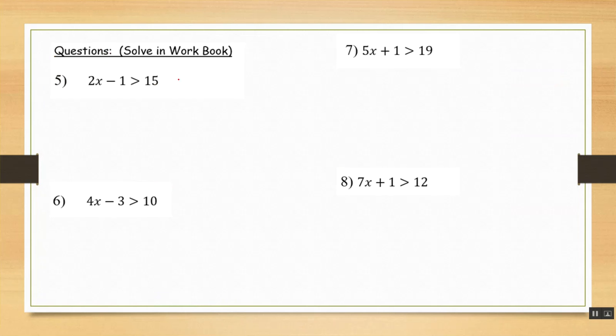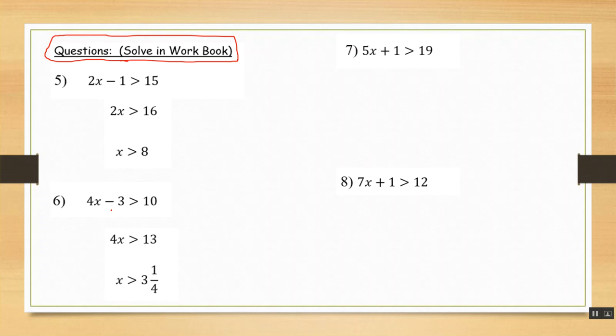So the questions for your workbook, remember, pause the video, do the questions, and then press play to check. So for question 5, we add 1 to both sides, so 2x is greater than 16, and then we divide by 2 to get x is greater than 8. For question 6, add 3, so 10 plus 3 is 13, and then divide by 4. So x is greater than 3 1/4.